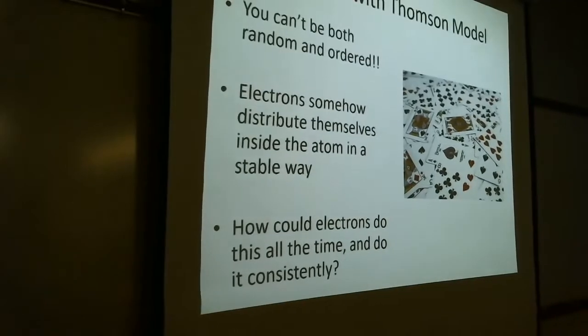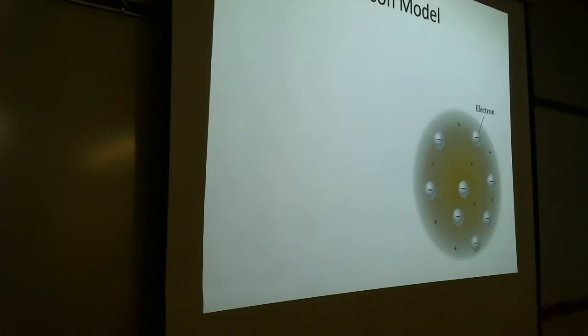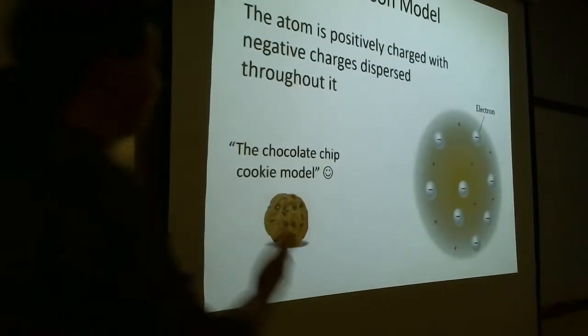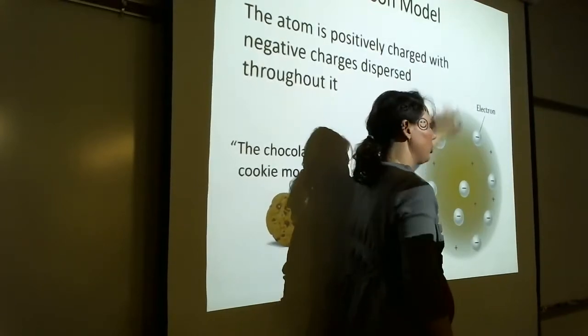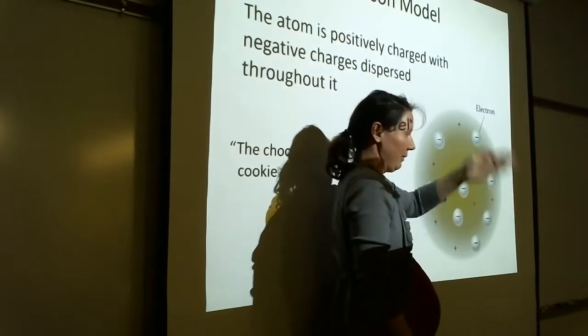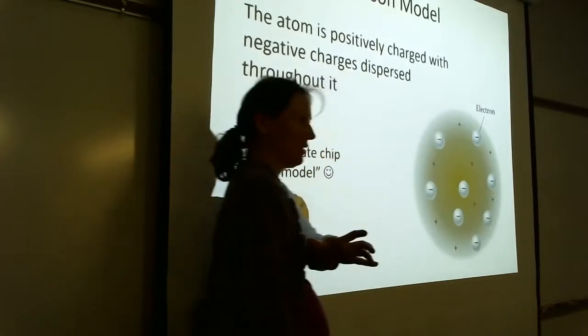So now let's show you some better pictures. Oh, I forgot to tell you what the problem with the Thomson model was. There's the Thomson model. And the Thomson model says, well, if these electrons are distributed randomly, that's a problem, because if every atom is the same, how can every atom be random? You see what I'm saying?